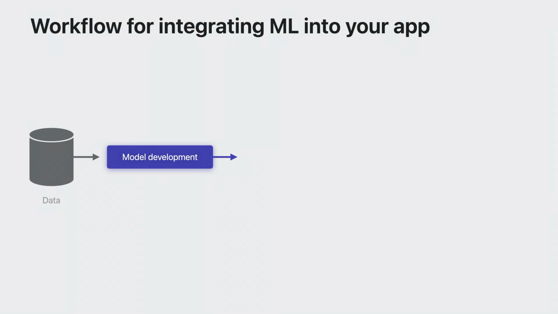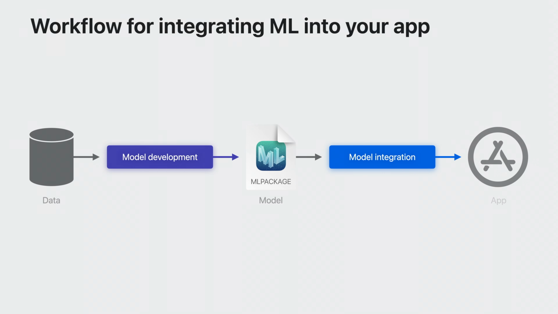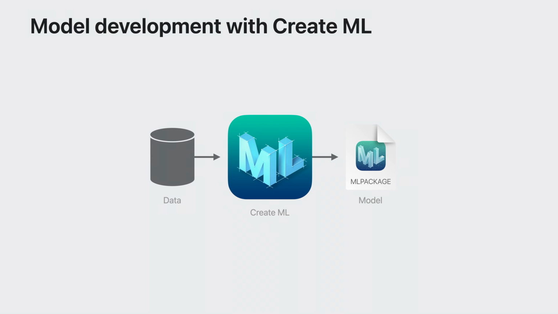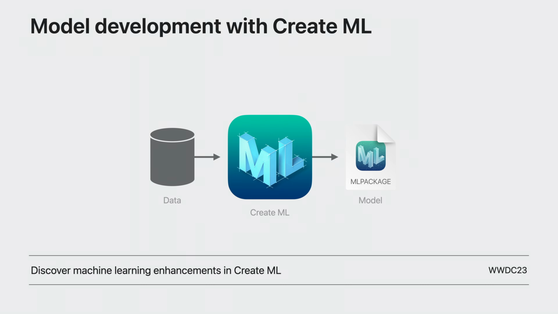There are two phases for integrating CoreML into your app. First is developing your model, and second is using that model within your app. For model development, you have several options. One of the most convenient ways to develop your own model is to use CreateML. CreateML provides various templates for common machine learning tasks and can leverage the highly optimized models built into the OS. It guides you through the model development workflow and lets you interactively evaluate the results. If you want to learn more, check out this year's CreateML video.